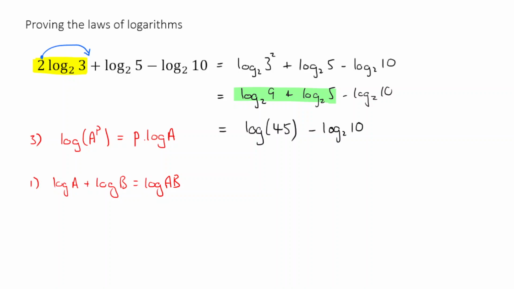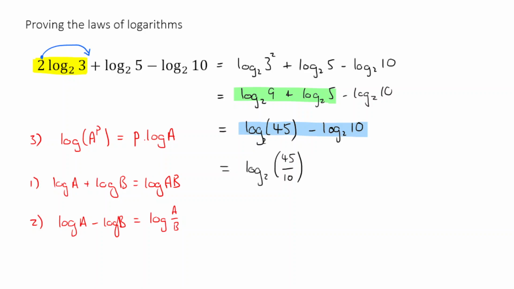Okay, now then, how do I simplify this? I've got log base 2 of 45, sorry, minus log base 2 of 10. Well, actually, this is the application of my second law, right? If we remember that, I've got log A minus log B, and what I have is log of A divided by B. So here I've got log 45 minus log 10. Now, how's that going to simplify? It'll be log of 45 divided by 10. Okay, and that's how you apply the laws to simplifying questions like this.